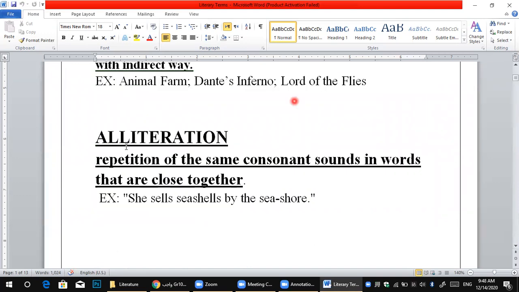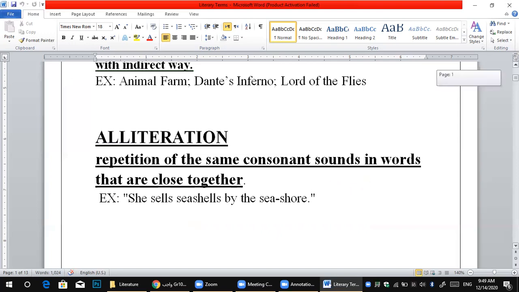The second one we have discussed before also is called alliteration. Alliteration is when you repeat the same consonant sound, for example, "She sells seashells." So this is called alliteration. Why alliteration? Because they repeat the same consonant sound.